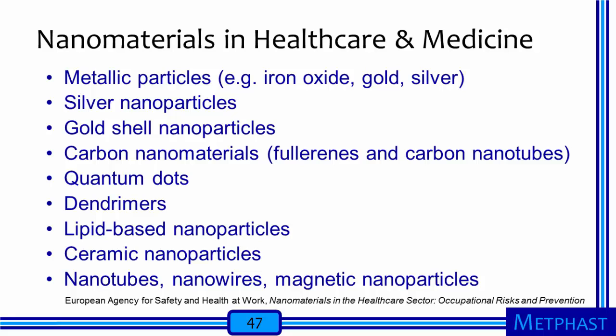Among the engineered nanomaterials in use or being studied for use in nanomedicine are metallic particles like iron oxide, silver nanoparticles, gold shell nanoparticles, fullerenes, carbon nanotubes, quantum dots, dendrimers, which are highly branched macromolecules with nanometer scale dimensions, lipid-based nanoparticles, which include triglycerides, diglycerides, monoglycerides, fatty acids, and steroids. Ceramic nanoparticles, nanotubes made from materials aside from carbon, nanowires, and magnetic nanoparticles usually made from iron, nickel, or cobalt.